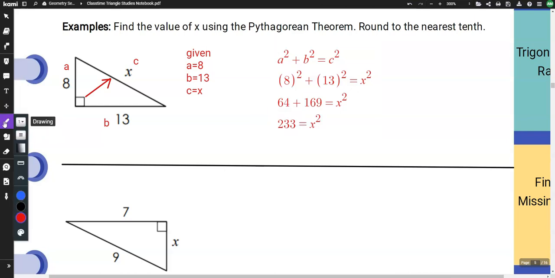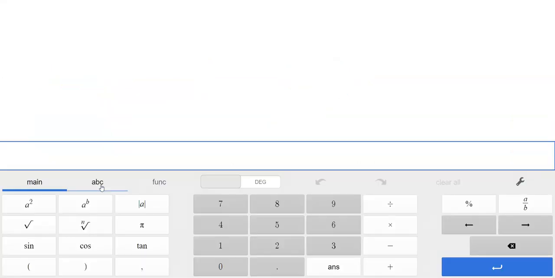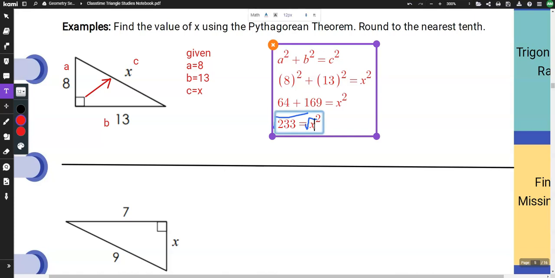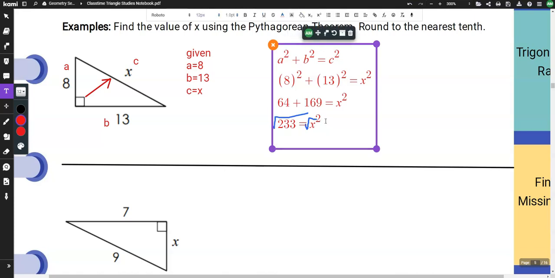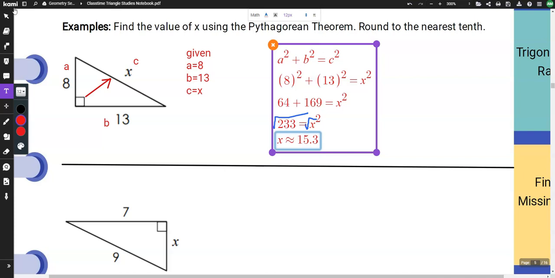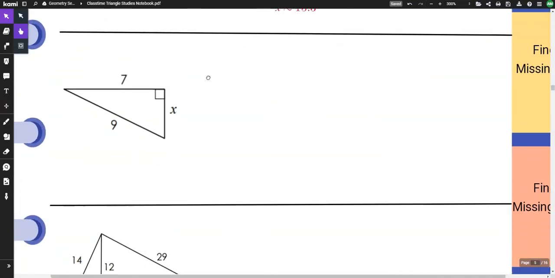And then we are going to take the square root of both sides. So let's go ahead and say square root of 233. And it's 15.26. It tells us to round to the nearest tenth. And so we are going to say that x is approximately equal to 15.3. And in this instance, they didn't give us units, so therefore you don't have to give units back.